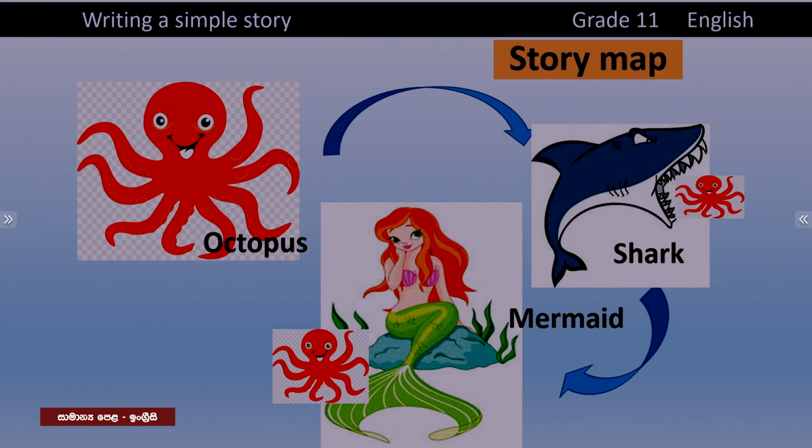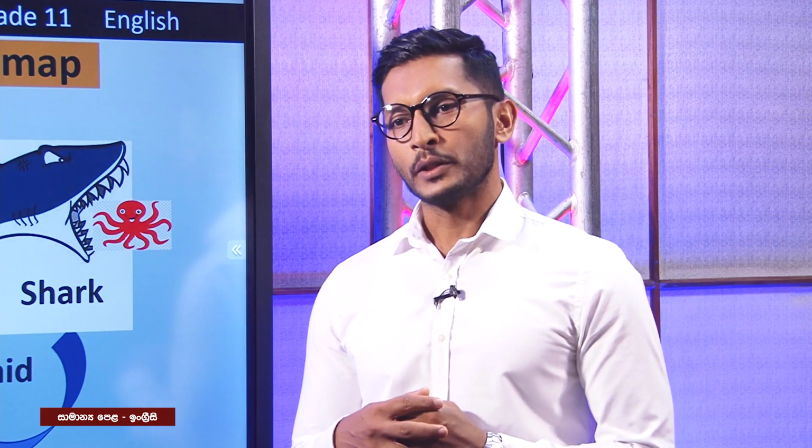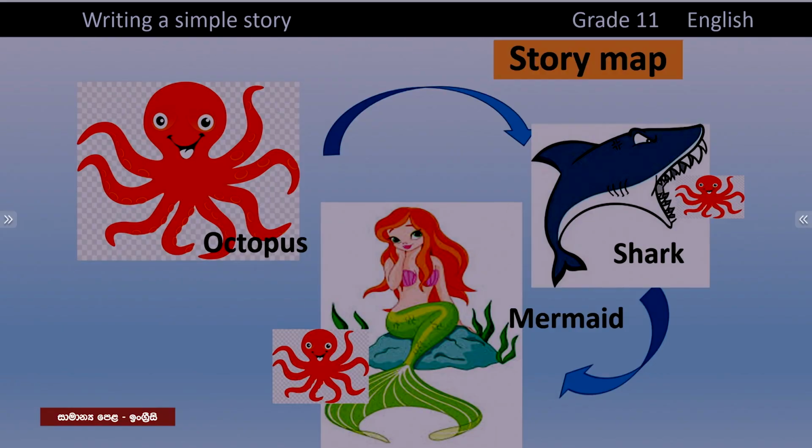When we write a story, we need to have a plan. We call it the story map. So in our story map, we have the beginning and the middle part. In the middle part of the story, we present the problem.